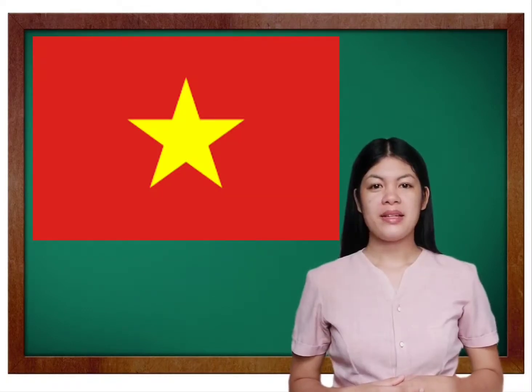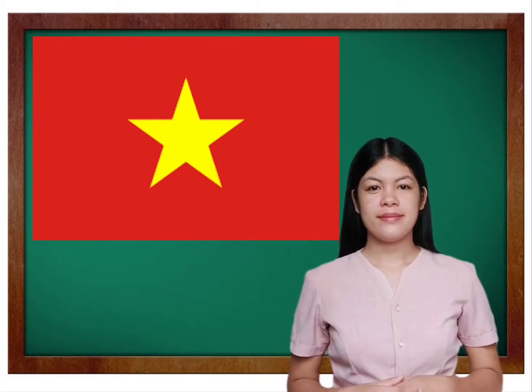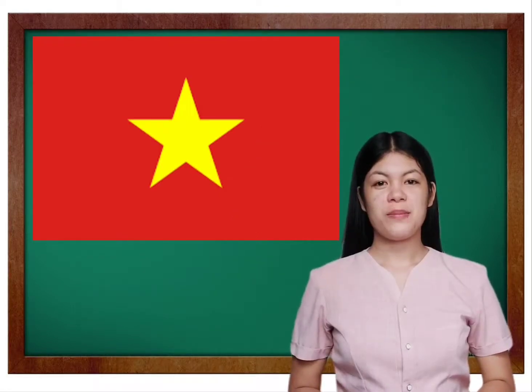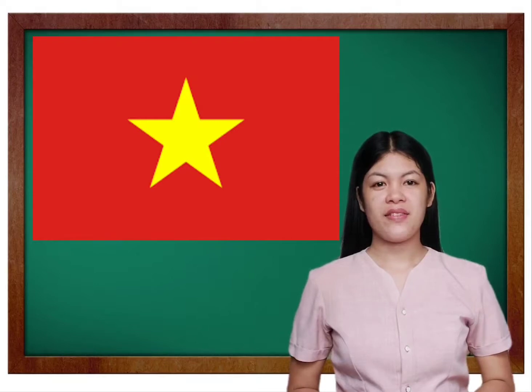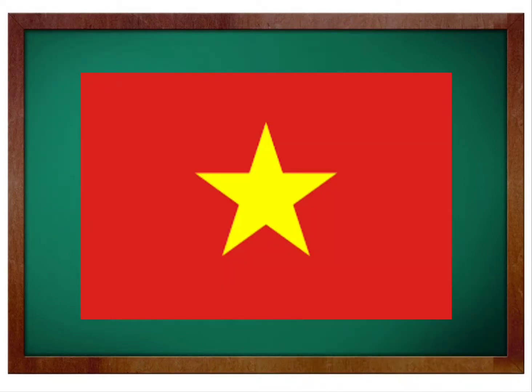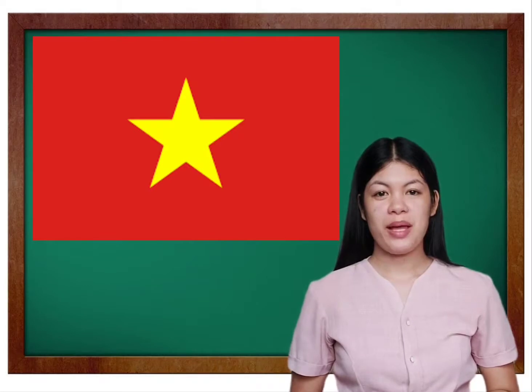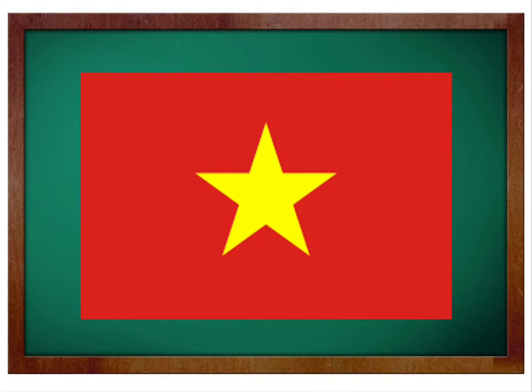What country does this flag represent? Yes, that's great. It is the flag of Vietnam. What are the shapes or symbols used in this flag? Very good, class. It has a shape of star and rectangle. What do you think are the tools and instruments used to draw this flag? That's correct. The tools and instruments used to draw this flag are protractor, triangle, and T-square.